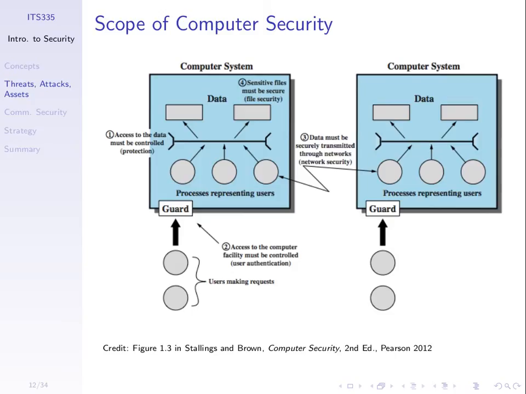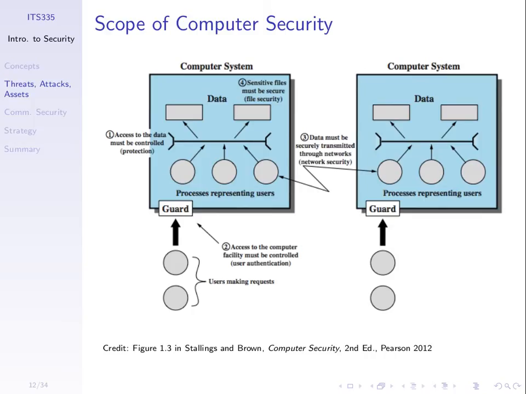We need some way to authenticate the human user, to make sure that the human that's using the computer is who they say they are and is someone who's authorized to access those files. How does the computer know that you're Steve or you're Tanarak or someone else? So user authentication is important there. So we have some guard process that somehow checks, is this human a person who's allowed to access this system, and are they authorized to access these files and resources?